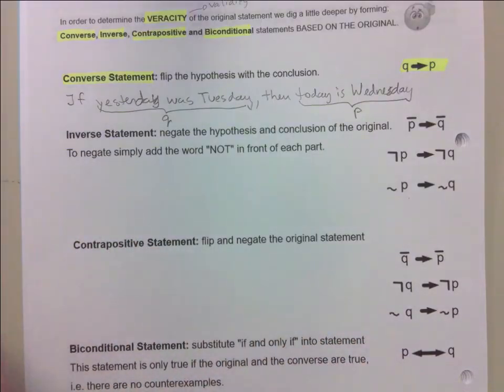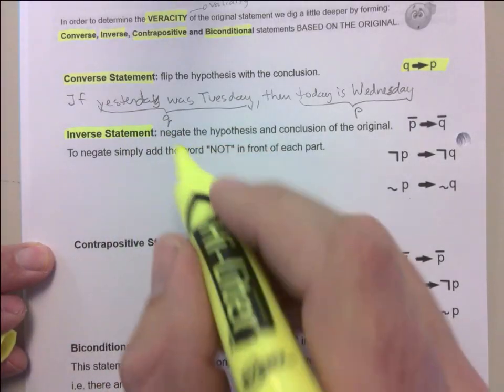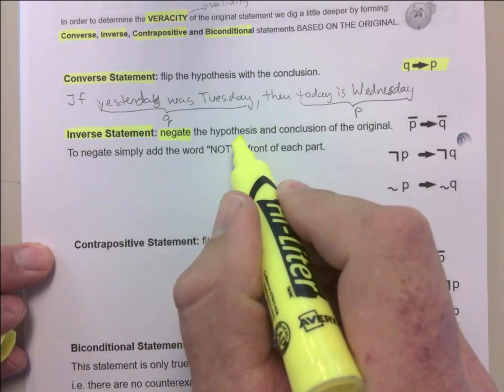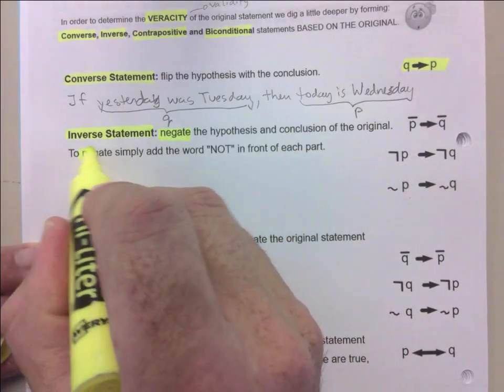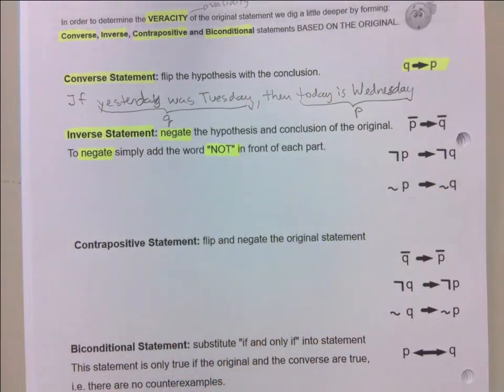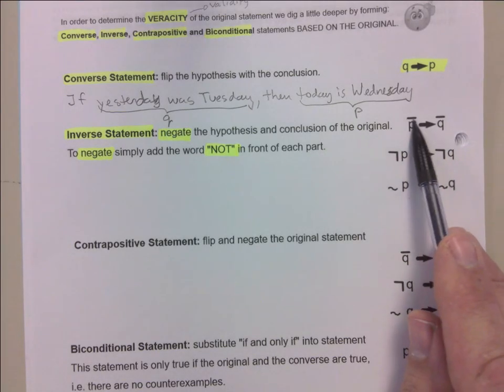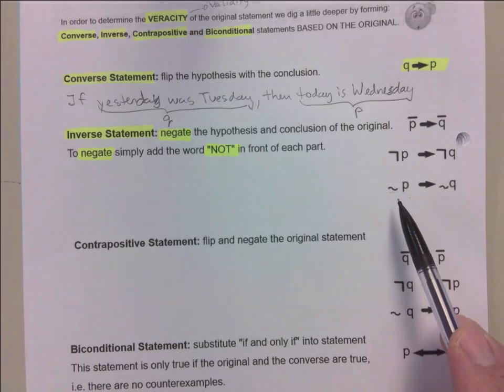Inverse statements, that's the next one, in no particular order. We are basically negating the hypothesis and the conclusion of the original. To negate, we simply add the word not in front of the P and the Q. And here's where it gets complicated, okay? You can expect any one of them. So watch this. You might think it's overwhelming. Anytime you have a line or something next to P, that means not. Okay, it's just a bar.